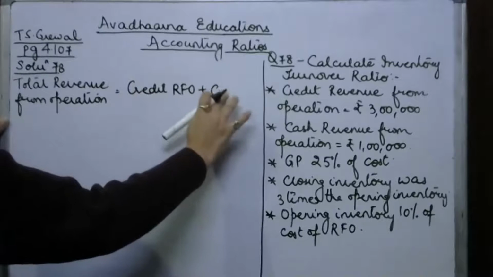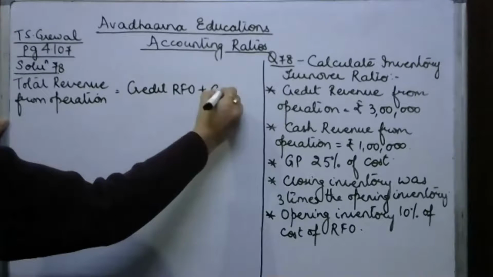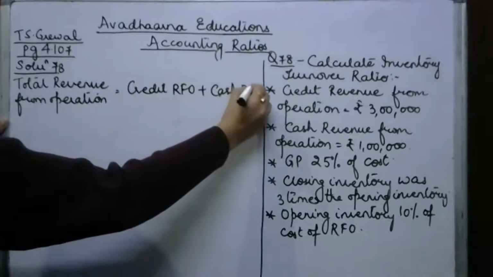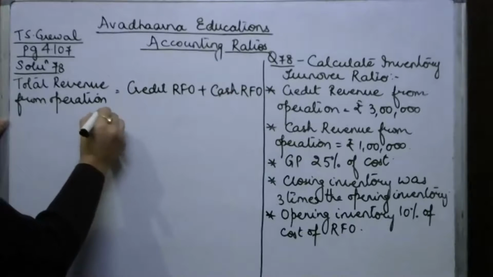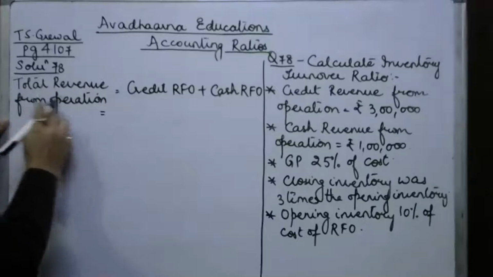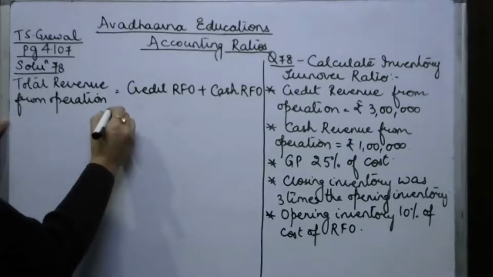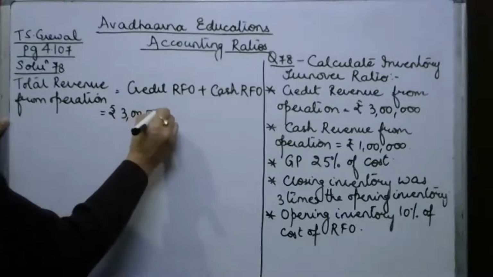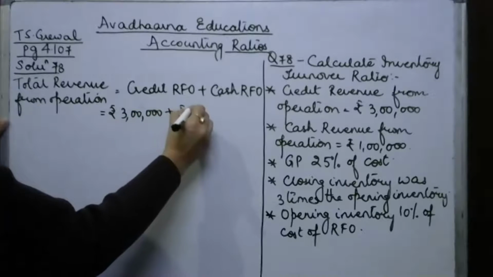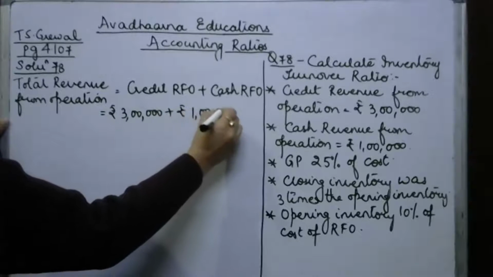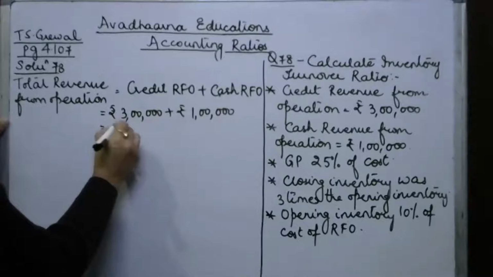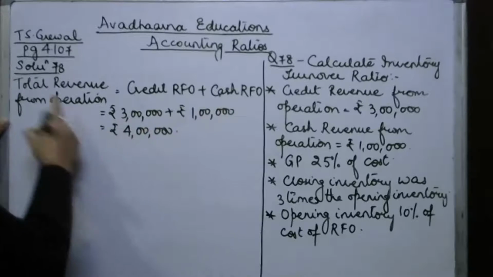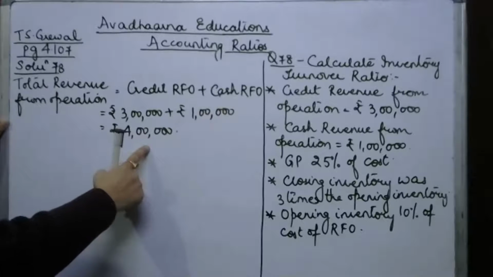Beta, sales are of only two types: either on cash basis or on credit basis. Fine. So when I add cash sales and credit sales, I am going to get your total revenue from operations, that is total sales, total net sales. So rupees 3 lakh plus rupees 1 lakh is equal to rupees 4 lakh. So my total revenue from operation is 4 lakh.